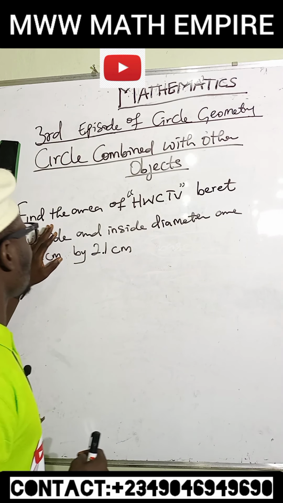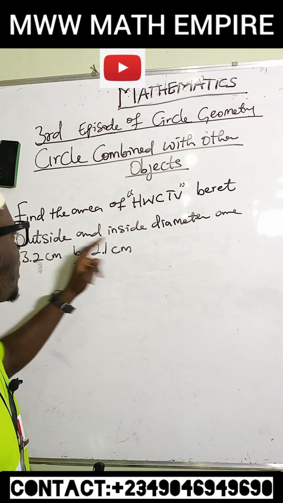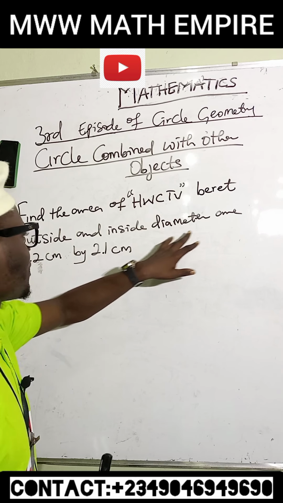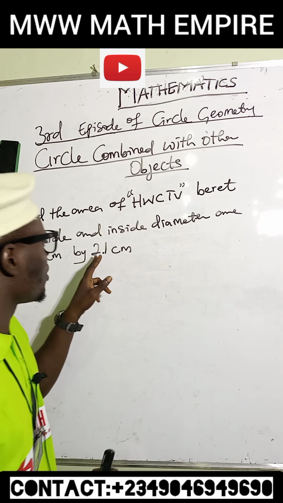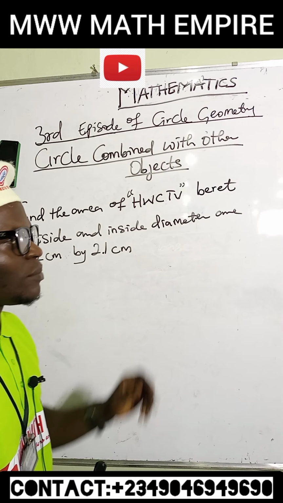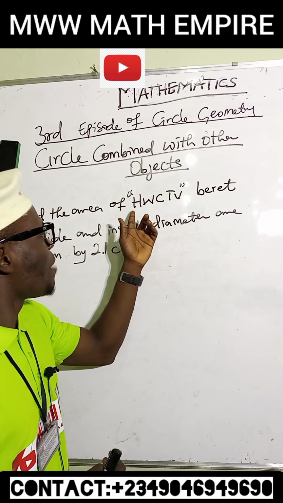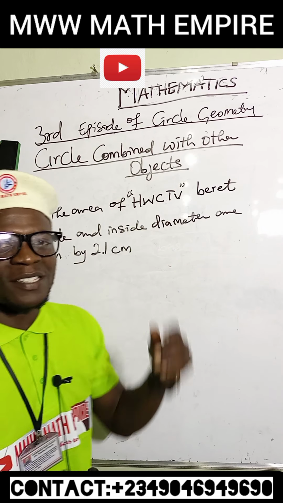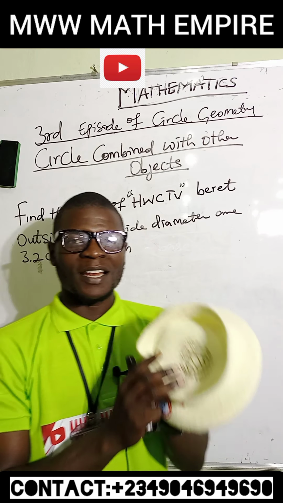All right, find the area of HWCTV berets. Outside and inside, their diameters are 3.2 centimeters and 2.1 centimeters. Which beret am I talking about? I'm talking about Harmonious Word Concept berets, having the slogan of "It's use o'clock." Is this the beret that I'm talking about?